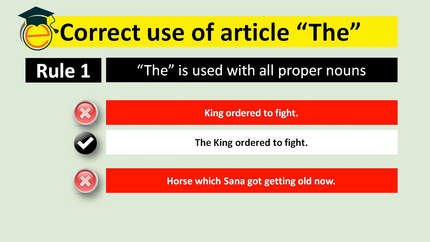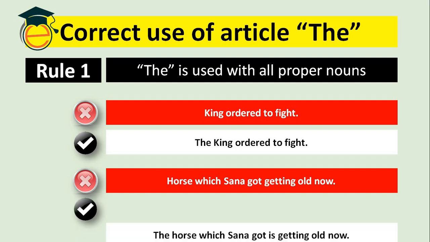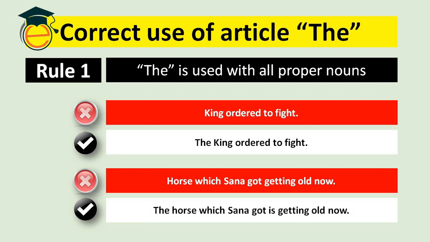Number two, "Horse which Sana got is getting old now." This sentence is also wrong because it should be "The horse which Sana got is getting old now." We have to put "the" before the proper nouns. Always keep this in your mind: "the" is used with all proper nouns.